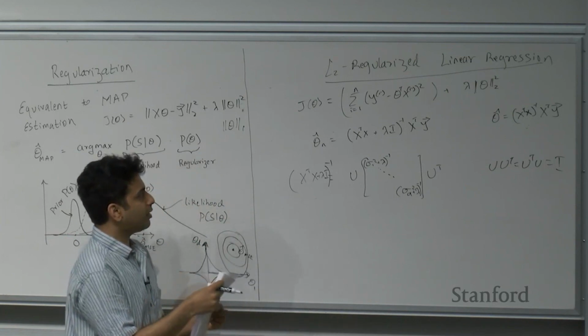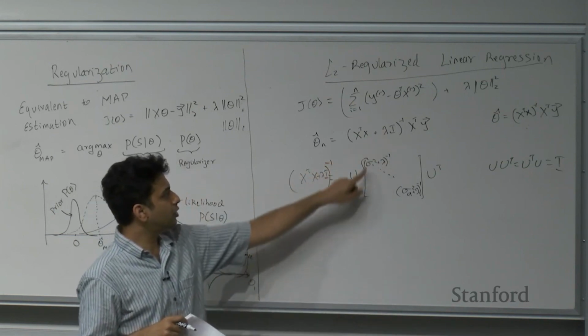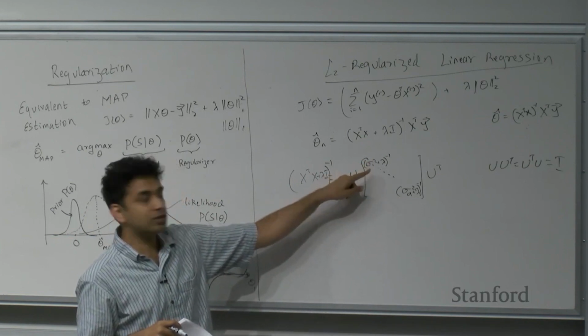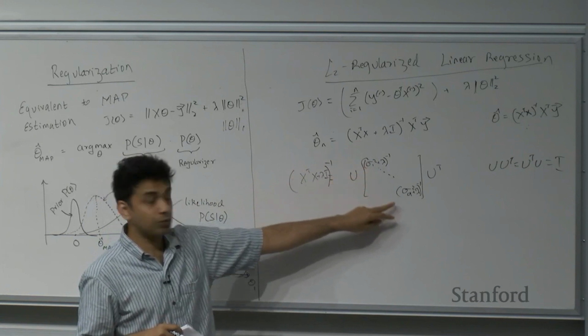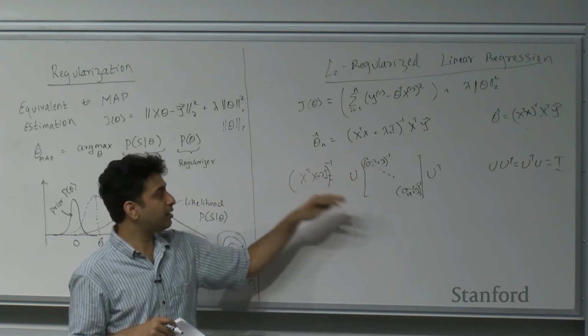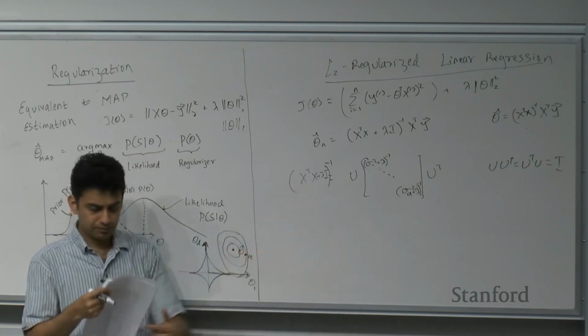Now we see that because we are adding a non-zero value to all the eigenvalues, the inverse will exist, because we are not doing a 1 over 0 anymore. In the original x transpose x, some of the sigma i squared could have been 0, but now that we've added a small lambda value, this matrix is always invertible, and you always get a unique inverse.